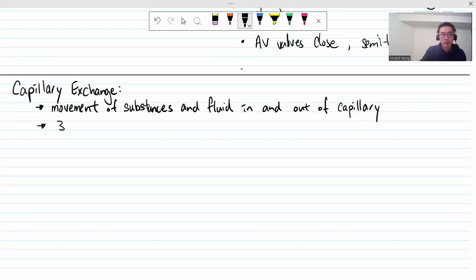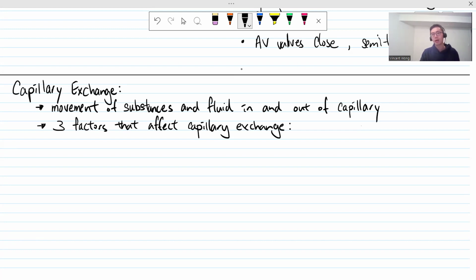Okay, we're gonna look at 3 factors that affect capillary exchange. There are 3 things that will affect what goes in and what comes out.